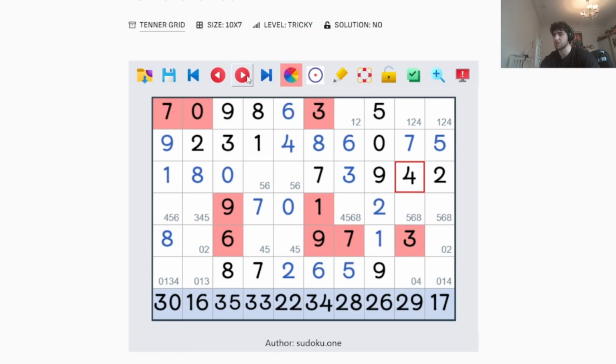And then what do we have? Well, 7 plus 4 is 11, plus 3 is 14. So the remaining cells need to sum to 15. Is that possible, though? Well, if this is 0, it's definitely not possible. So this would have to be 4.